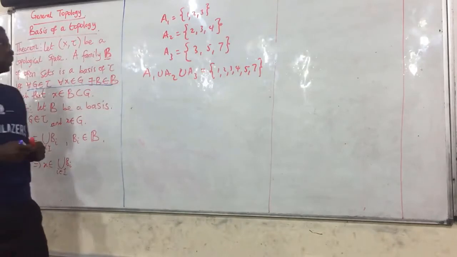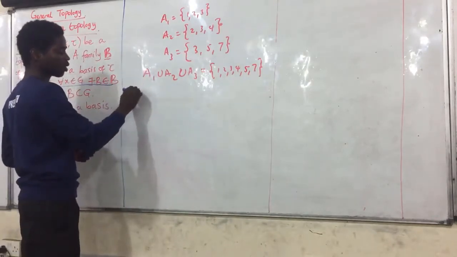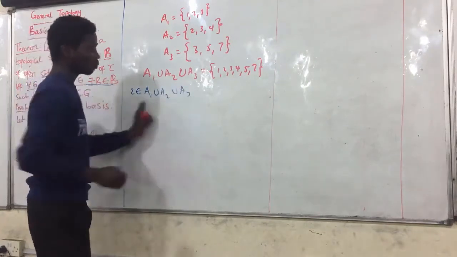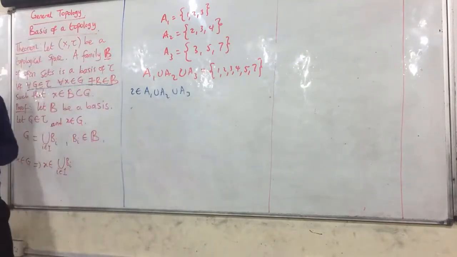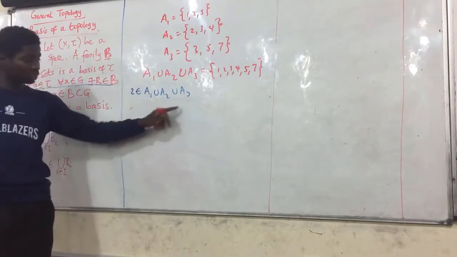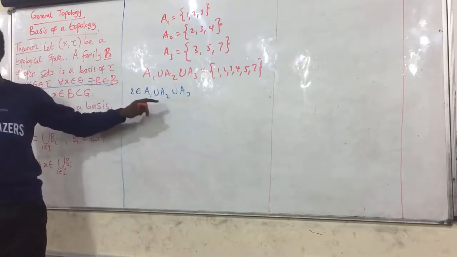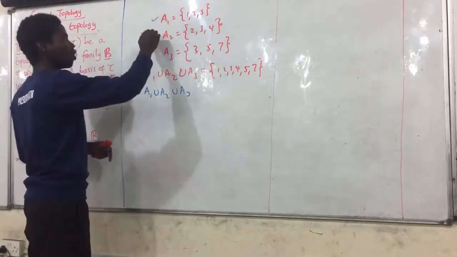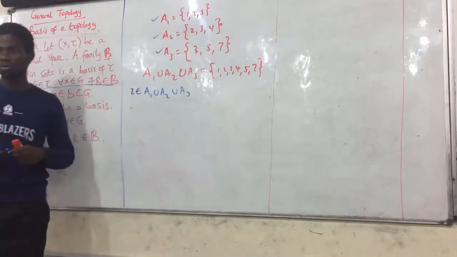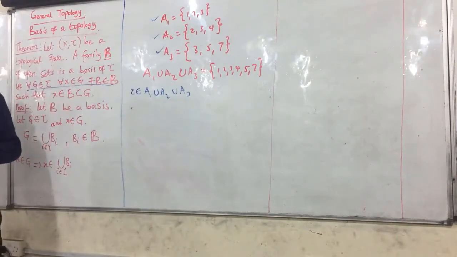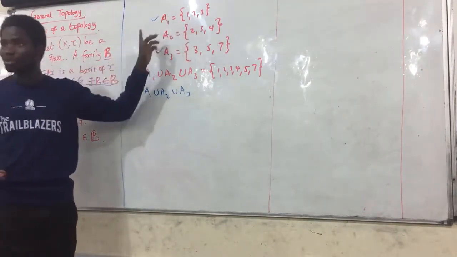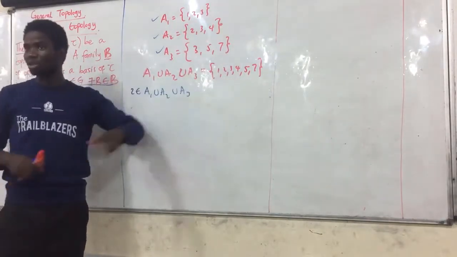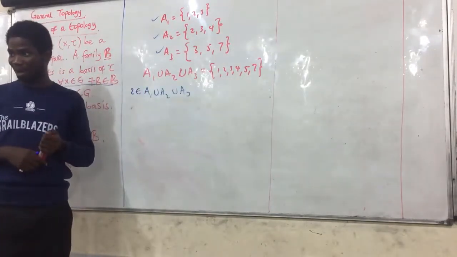Now, 2 belongs here. 2 belongs to A1 union A2 union A3 now, isn't it? Yes. Because for 2 to belong in this union, it means that 2 is either in A1 or in A2 or in A3 or more. Do you understand? Because if 2 is not in A1 and 2 is not in A2 and 2 is not in A3, it can never appear in their union. Are you getting my point?